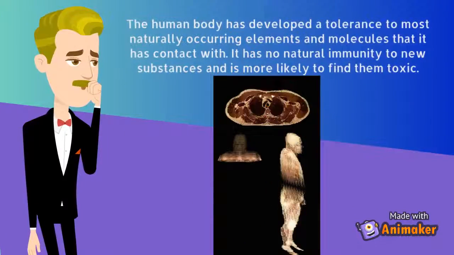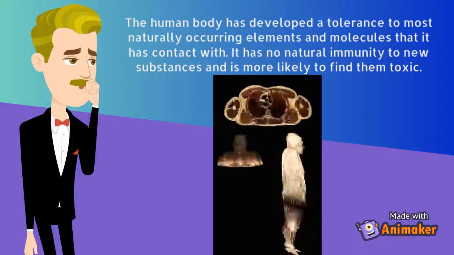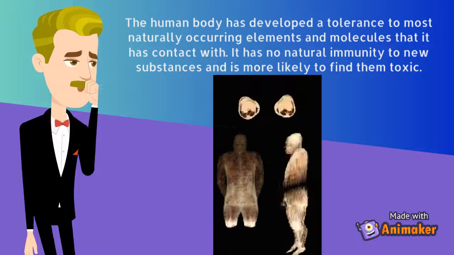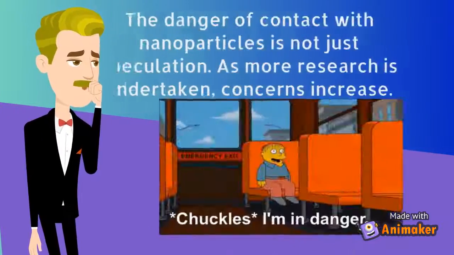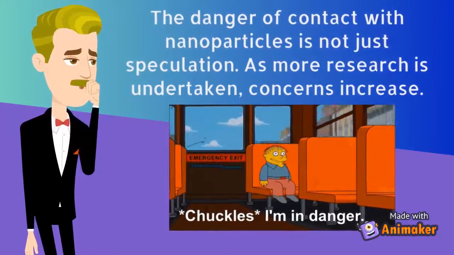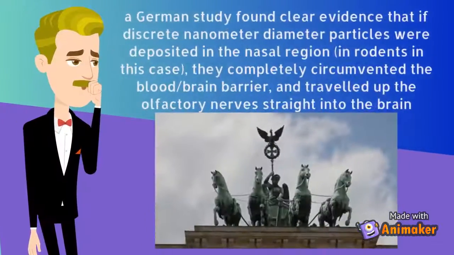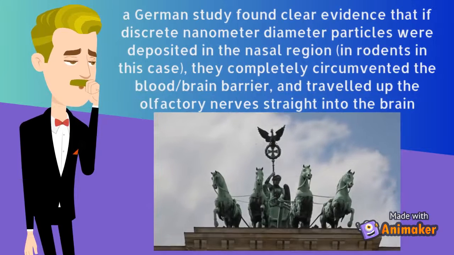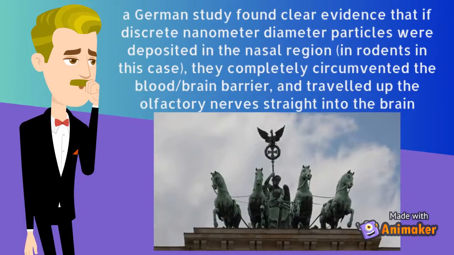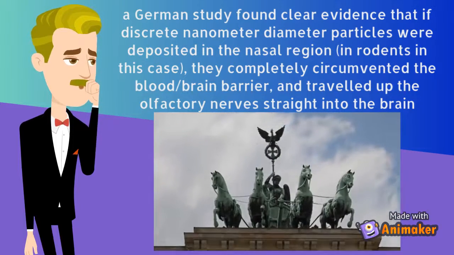The human body has developed a tolerance to most naturally occurring elements and molecules that it has contact with. It has no natural immunity to new substances and is more likely to find them toxic. The danger of contact with nanoparticles is not just speculation. As more research is undertaken, concerns increase. A German study found clear evidence that if discrete nanometer diameter particles were deposited in the nasal region, in rodents in this case, they completely circumvented the blood/brain barrier and traveled up the olfactory nerves straight into the brain.